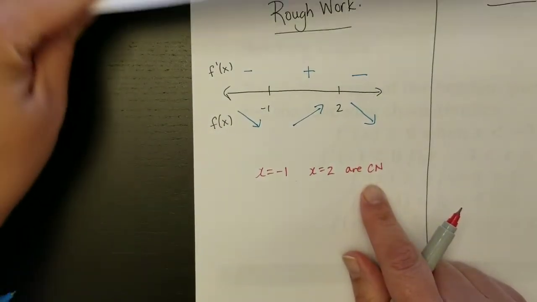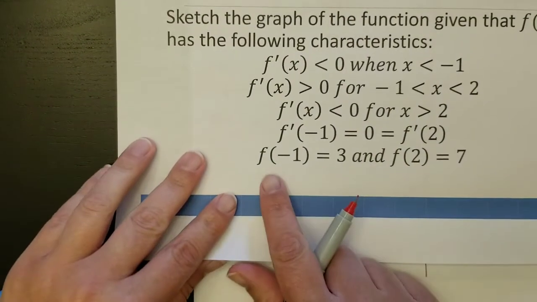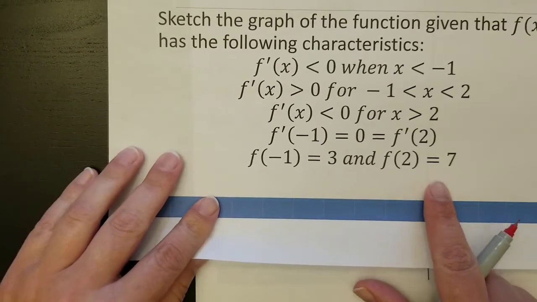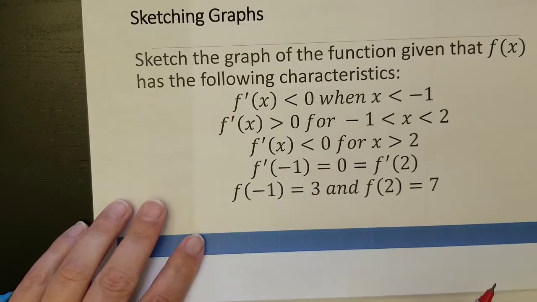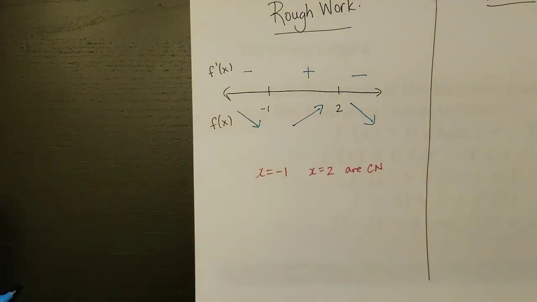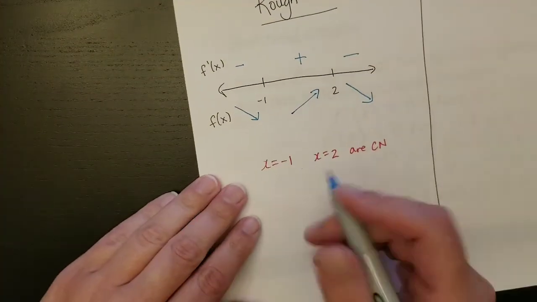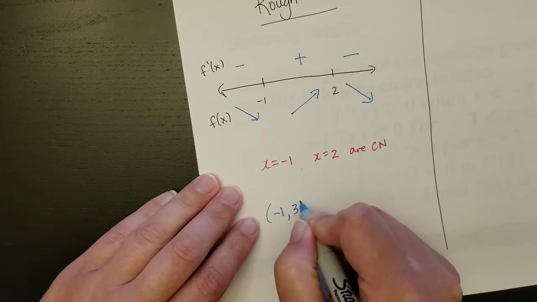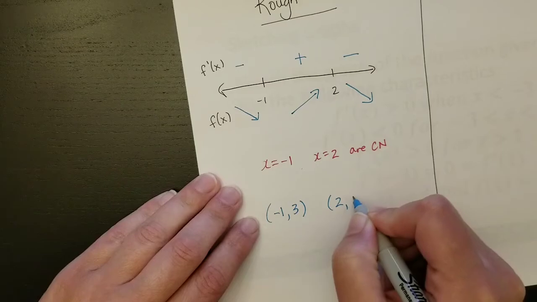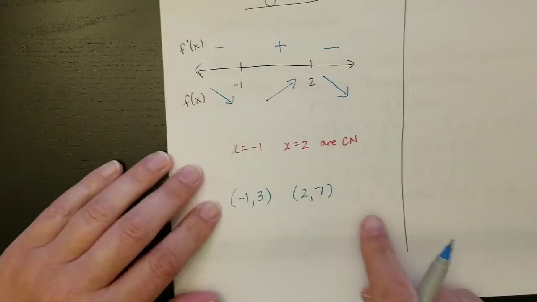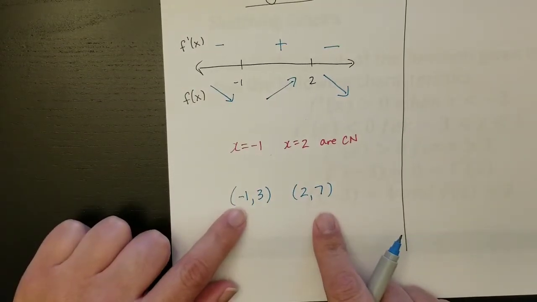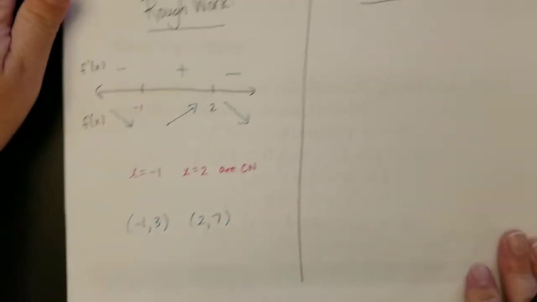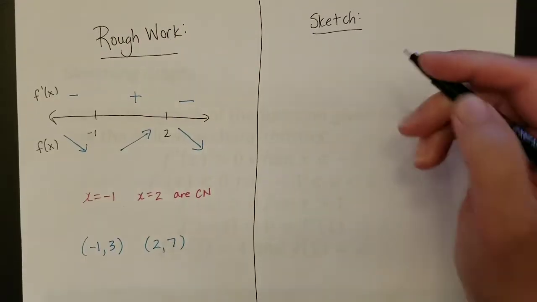And the last piece of information here is f at -1 equals 3 and f at 2 equals 7. That'll let us get some actual values to be able to graph this function. So I'm going to write these out as coordinate pairs. When x equals -1, y equals 3. When x equals 2, y equals 7. So these are points on my function. I'm going to put all of this together to do a quick sketch.